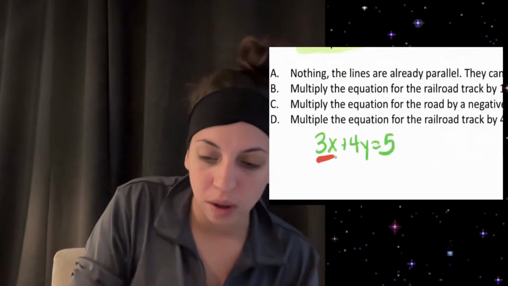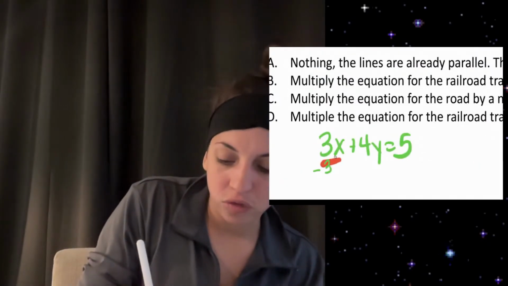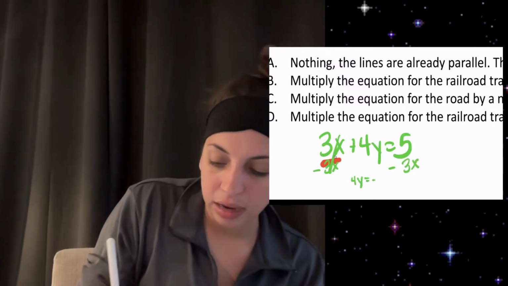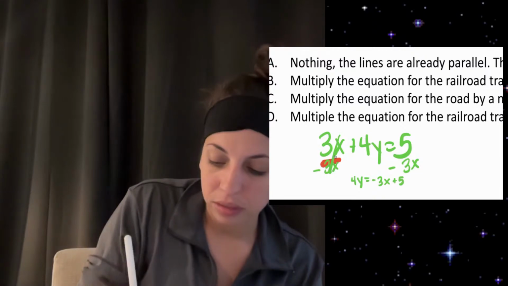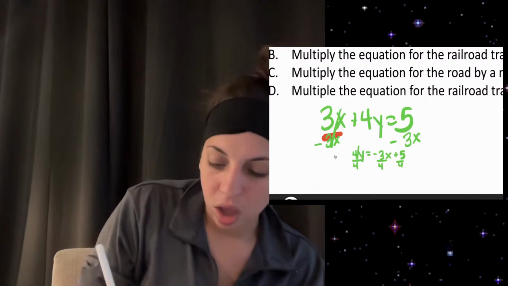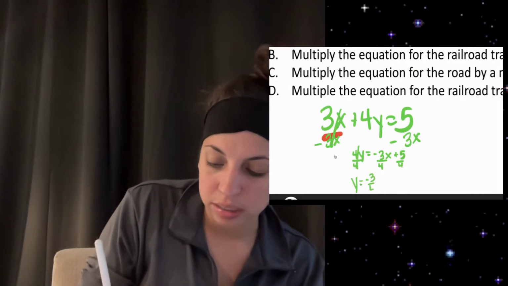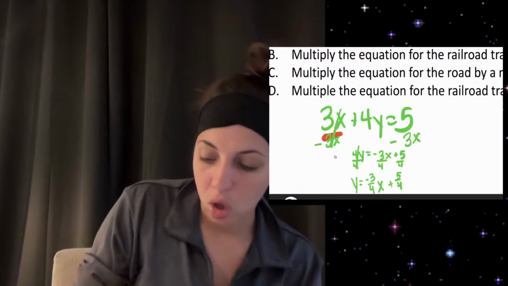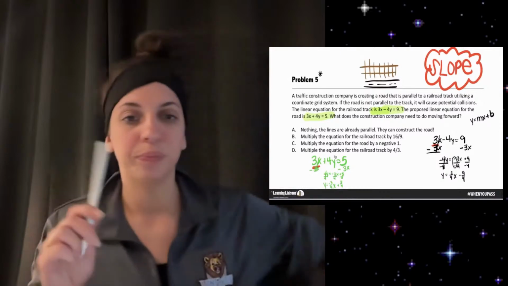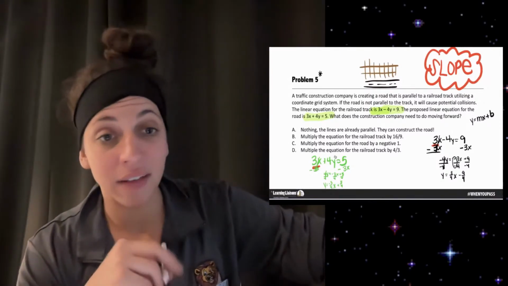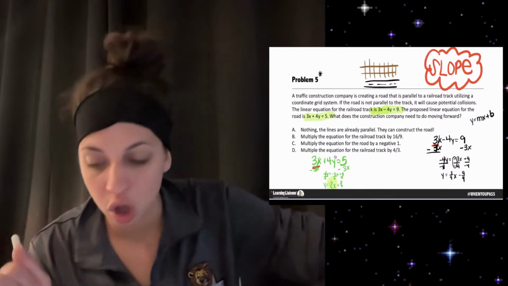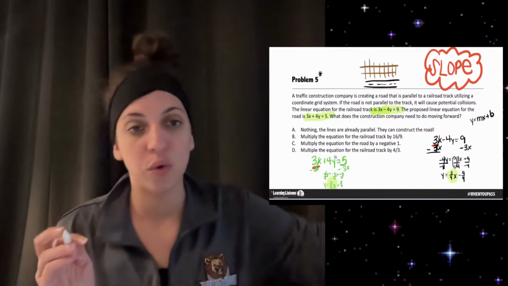Now let's go ahead and do this one. Subtract 3x from both sides. 4y equals -3x plus 5. Divide both sides by 4. y equals -3/4 x plus 5/4. What do we notice? They do not have the same slope. No, ma'am. This one has a -3/4 as the slope. This one has a positive 3/4 as the slope.